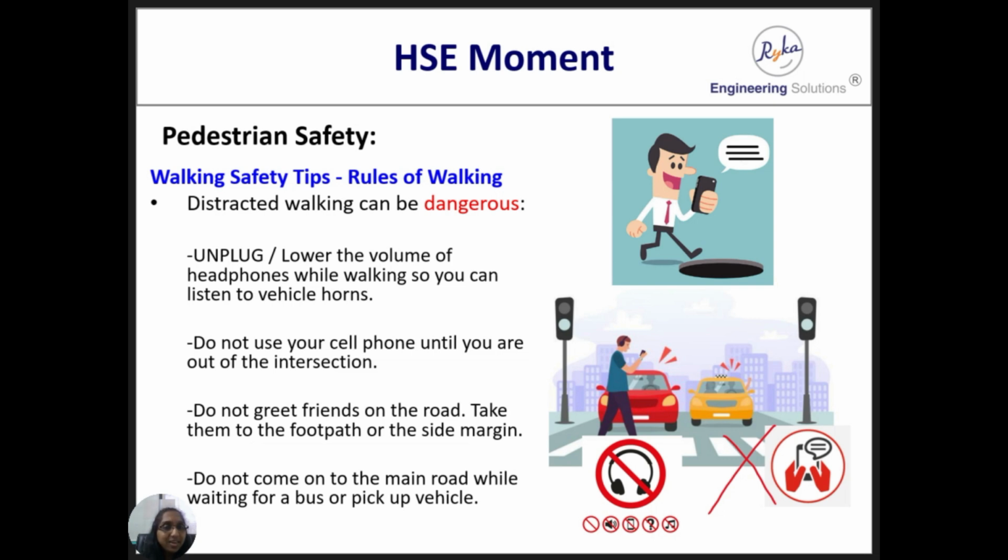Distracted walking can be very dangerous. Unplug, or lower the volume of headphones while walking so you can hear vehicle horns. Do not use your cell phones until you are out of the intersection. Do not greet friends on the road; take them to the footpath or the side margin. Don't come on the main road while waiting for a bus or pickup vehicle.